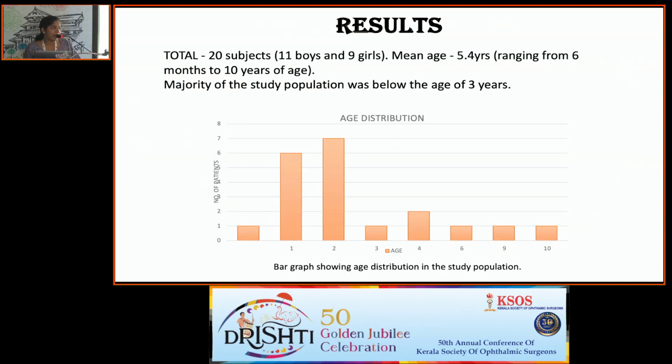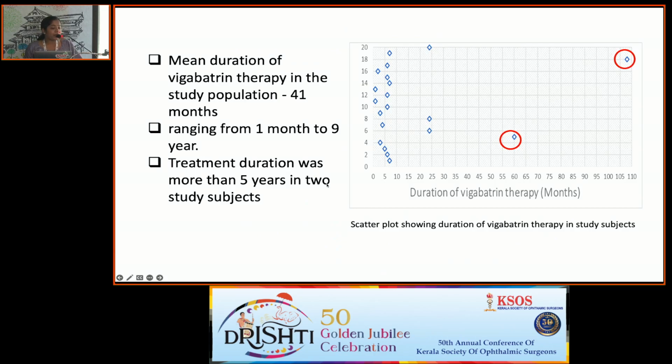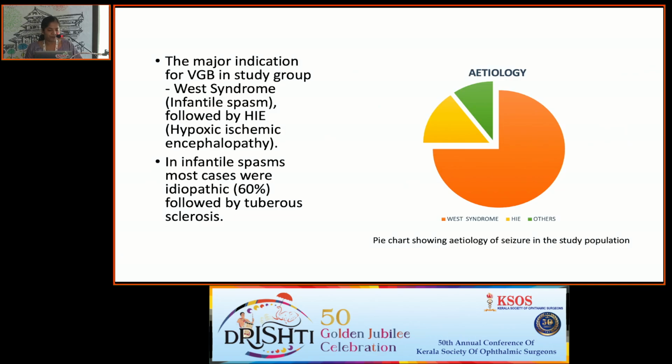Coming to the results, out of the total 20 study subjects, there were 11 boys and 9 girls with a mean age of 5.4 years. The major study population was below the age of 3 years. The mean duration of the therapy was 41 months, ranging from 1 month to 9 years. Only 2 study subjects had a longer duration of Vigabatrin, more than 5 years. The major indication of the drug was West syndrome or infantile spasm, followed by hypoxic ischemic encephalopathy. In infantile spasm, the majority were idiopathic, followed by tuberous sclerosis.